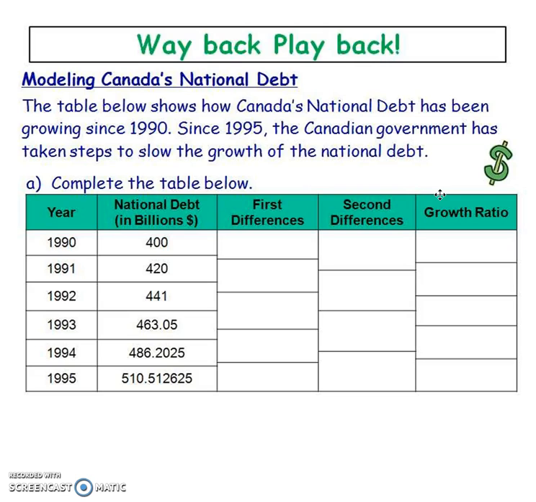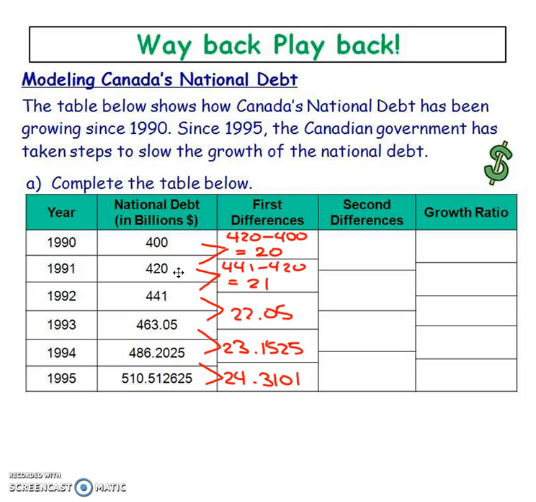Complete the table below. So you have your independent variable, which is your time, and then your dependent variable, which is the debt in billions. Okay, so the first difference is you're just going to take the bottom number minus the top, bottom number minus the top, and so on. Okay, so I did the first one for you. 420 minus 400 equals $20 billion. Okay, and I'm just going to complete the table.